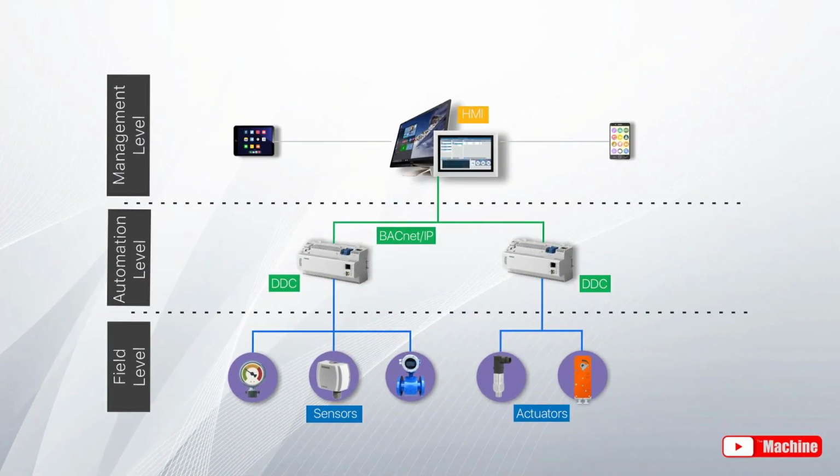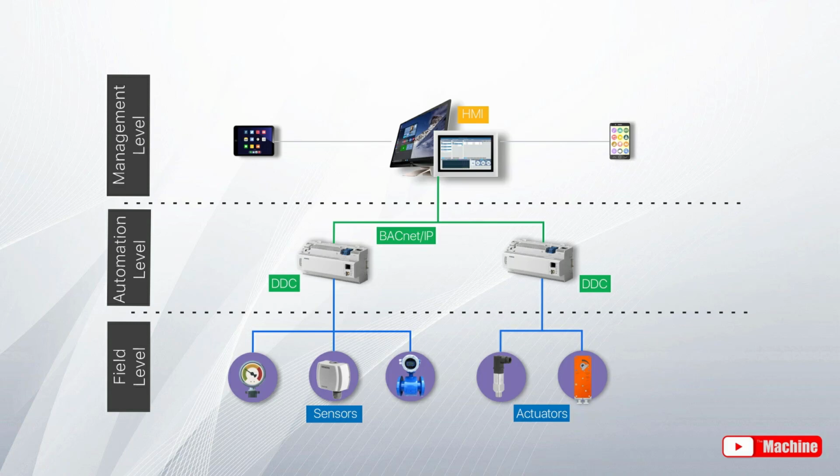Now we are going to discuss the layers of the BMS. Each layer has its own function. Understanding the layers of the BMS can help you determine which level to check for a particular issue or problem. The BMS comprises three main levels.